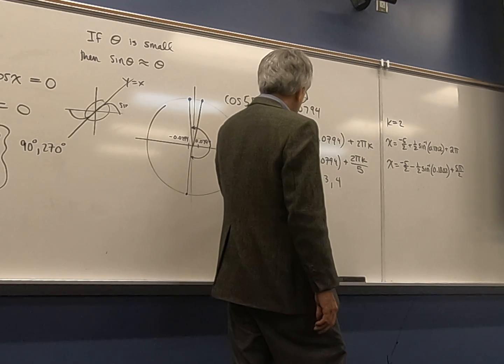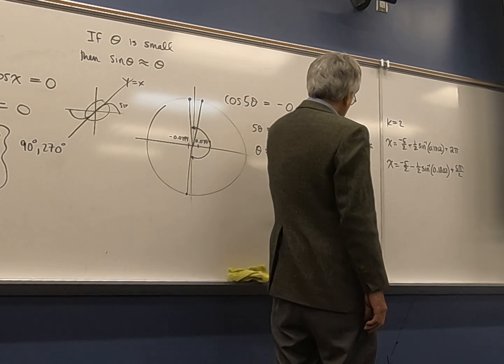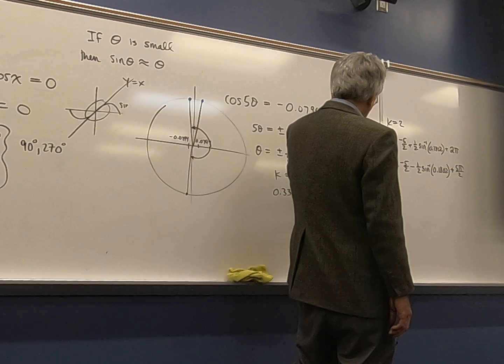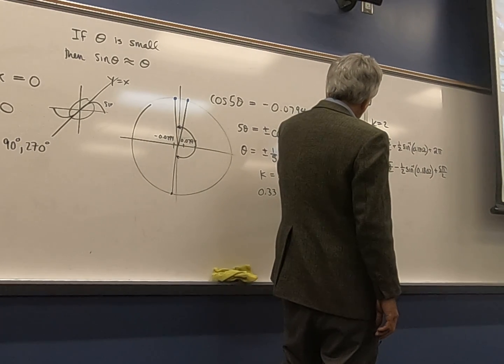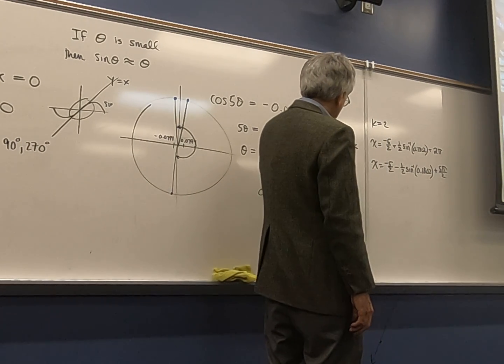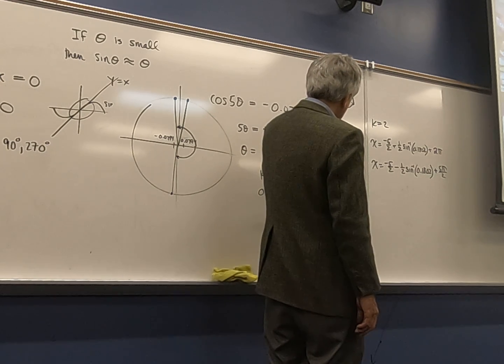number here, which is fairly small. I'm going to be adding multiples of 2 pi over 5. And I want to add something less than 2 pi. Well, 10 pi over 5 is 2 pi, right? So if I add 2 pi over 5, that's not going to make it too big.